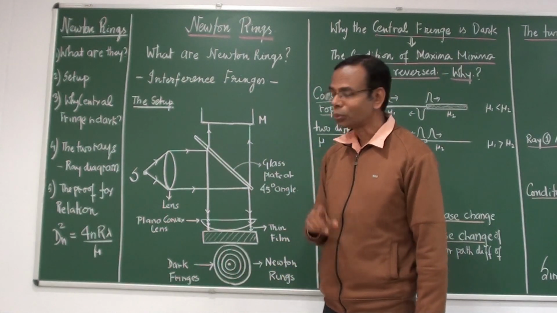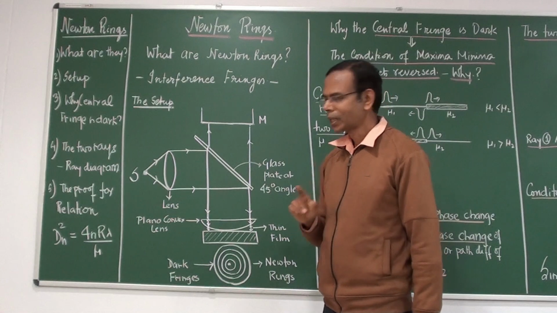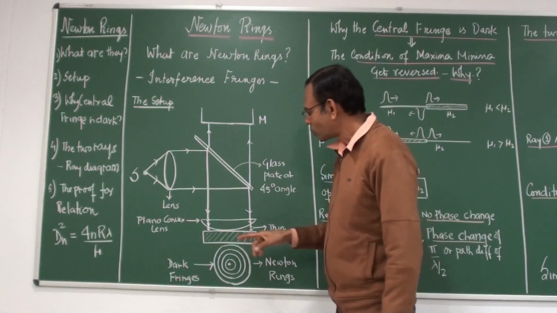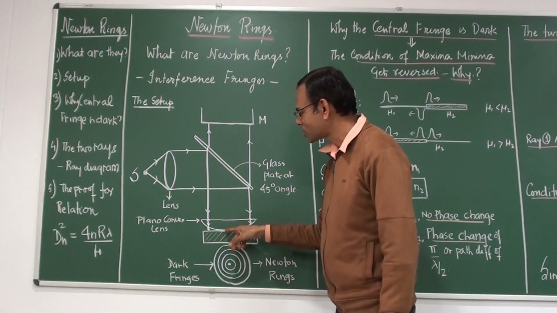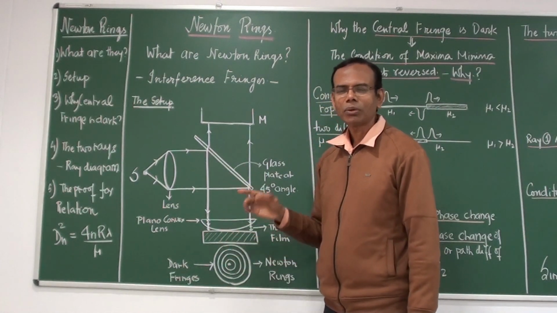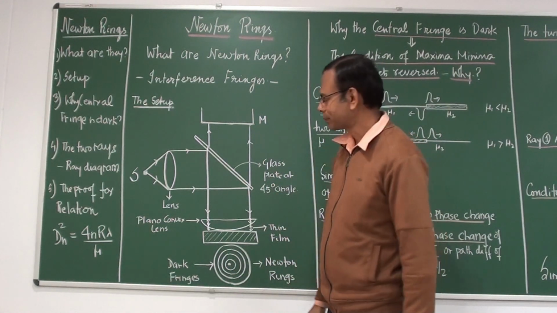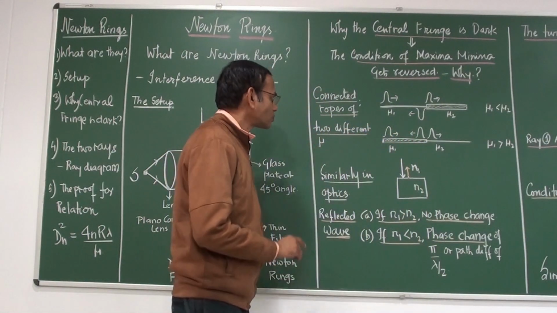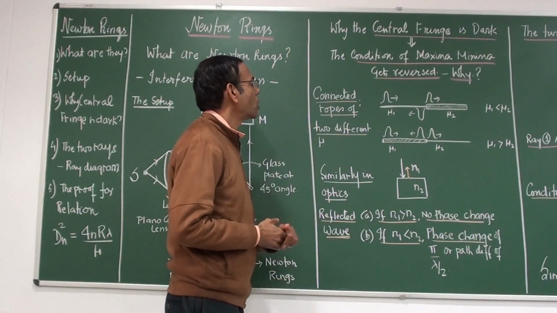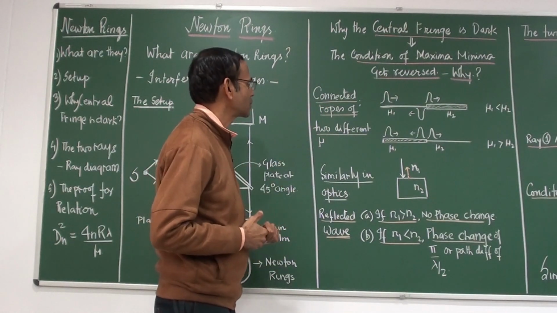But there is one uniqueness. In Newton rings, the central fringe is dark. In Young's double slit experiment, we know the central fringe was bright. Though as you see, in the central fringe the path difference is 0, still the central fringe is dark. Now that is what we have to understand: why the central fringe in Newton rings is dark, and why the condition of maxima and minima gets reversed in case of Newton rings.